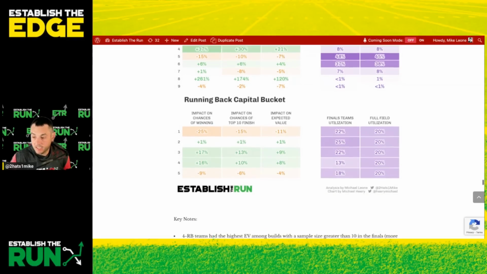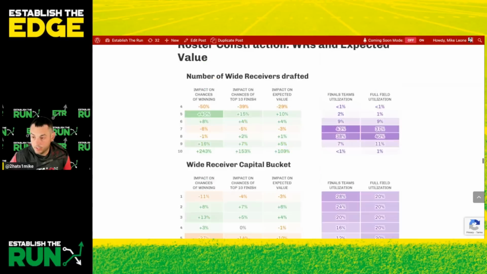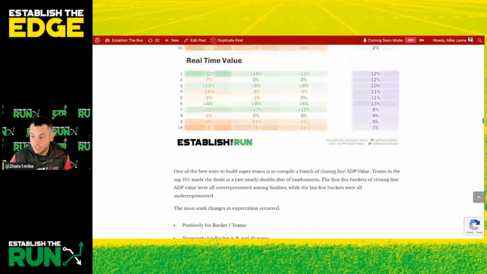The week 17 stacking meta is something I wanted to talk about as well, which I went in depth on in this article.